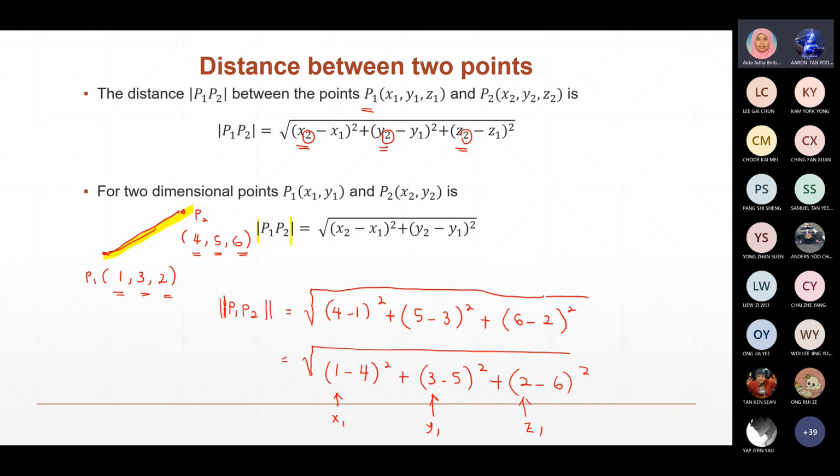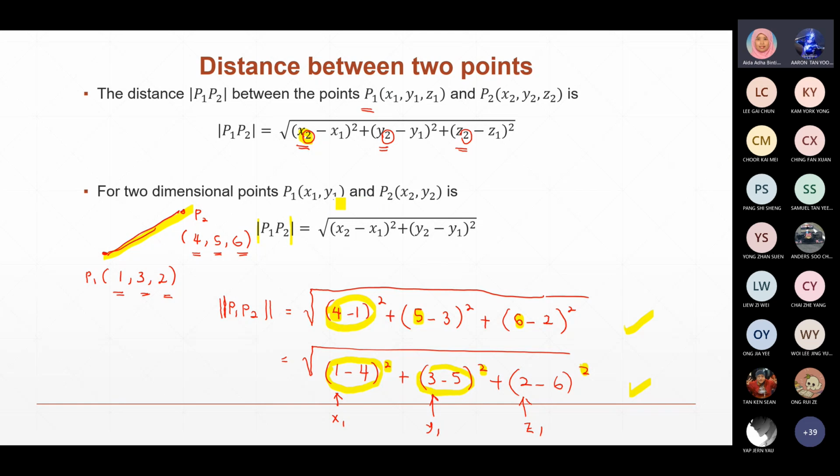No problem, because later you will square, right? If you square, for sure you will have this value. If you have the negative and you square, you will have the positive. And you will have the same value as if you put the x2, y2 and z2 in front. Don't worry, both steps are acceptable. Okay, all right.